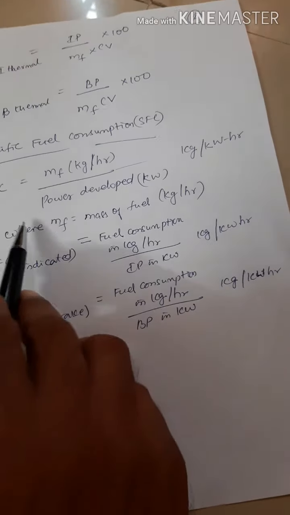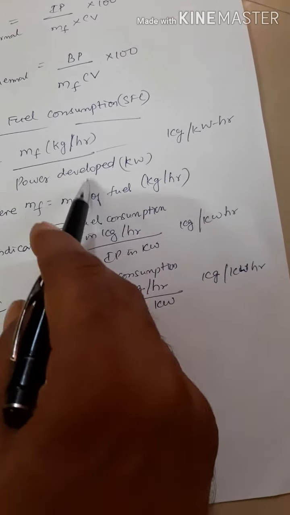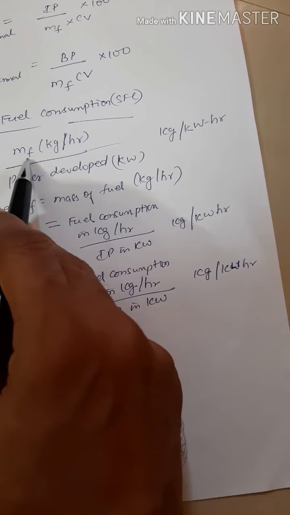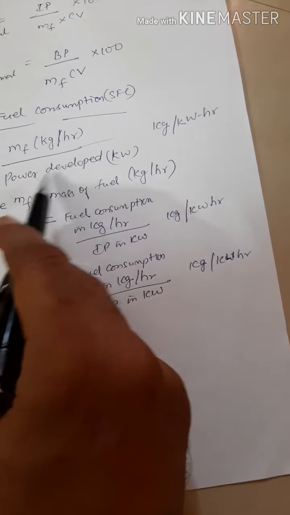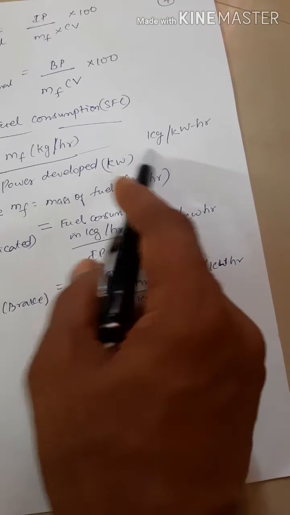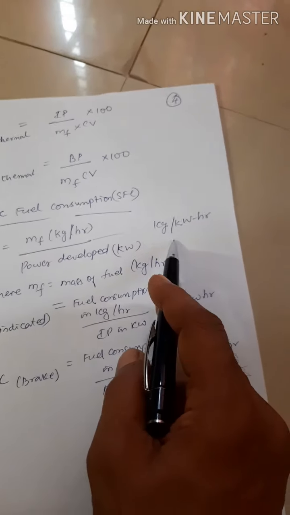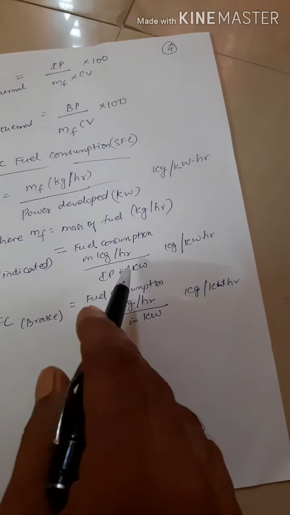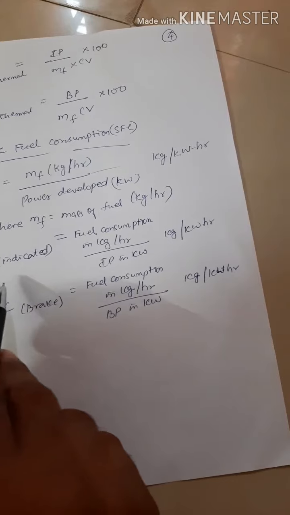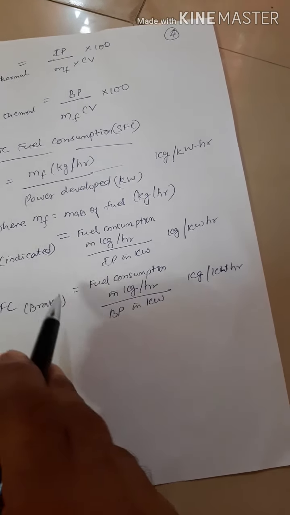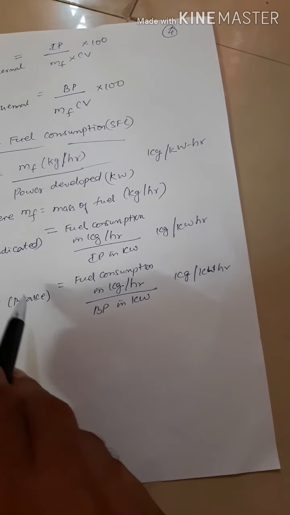The formula is SFC is equal to mF divided by power developed. The unit for mF is kg per hour, and power developed is in kilowatt, so the unit for SFC is kg per kilowatt hour. Here mF is the mass of fuel. There are two types: indicated specific fuel consumption and brake specific fuel consumption.